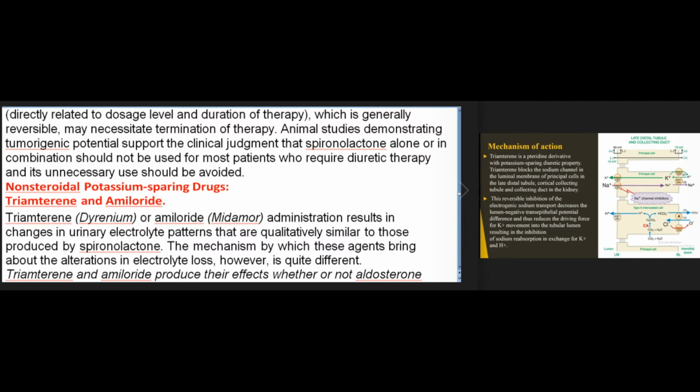Triamterene (Dyrenium) or amiloride (Midamor) administration results in changes in urinary electrolyte patterns that are qualitatively similar to those produced by spironolactone. The mechanism by which these agents bring about the alterations in electrolyte loss, however, is quite different. Triamterene and amiloride produce their effects whether or not aldosterone or any other mineralocorticoid is present. The action of these two drugs is clearly unrelated to endogenous mineralocorticoid activity, and these drugs are effective in adrenalectomized patients.